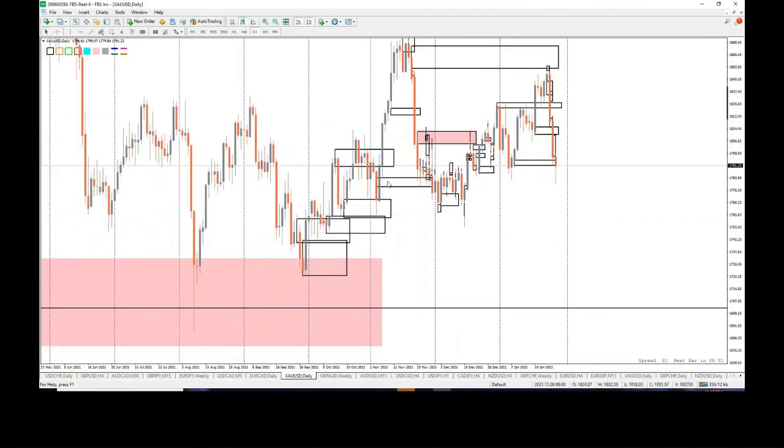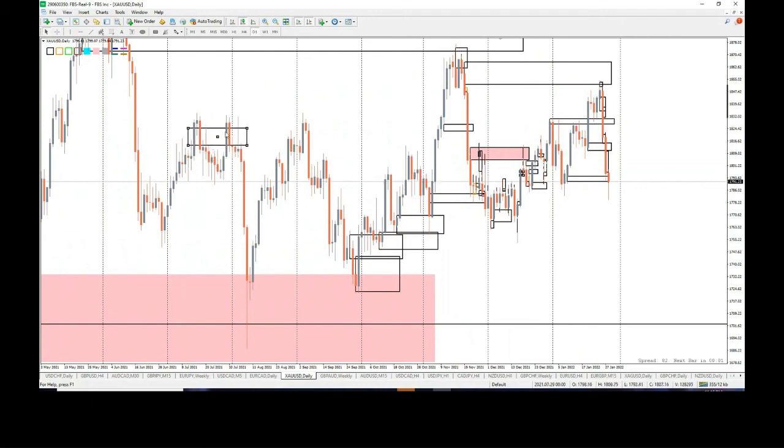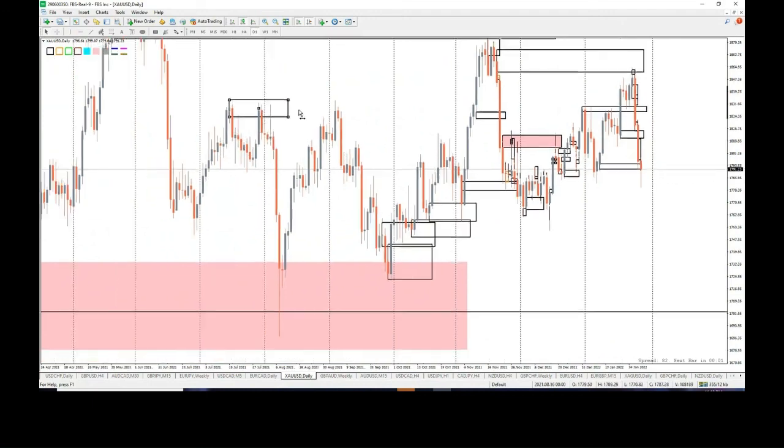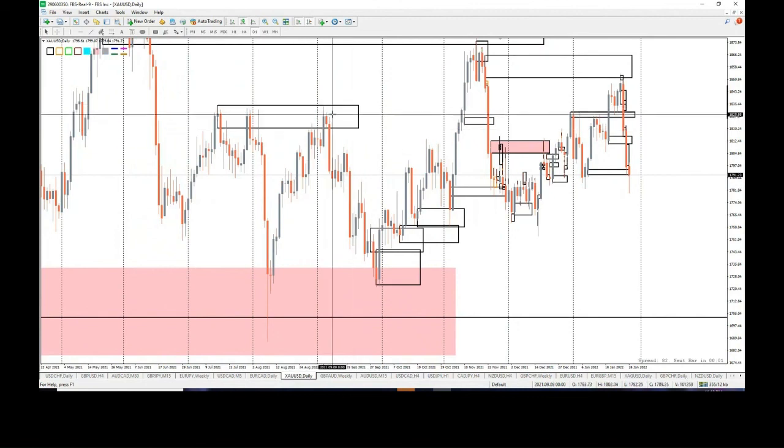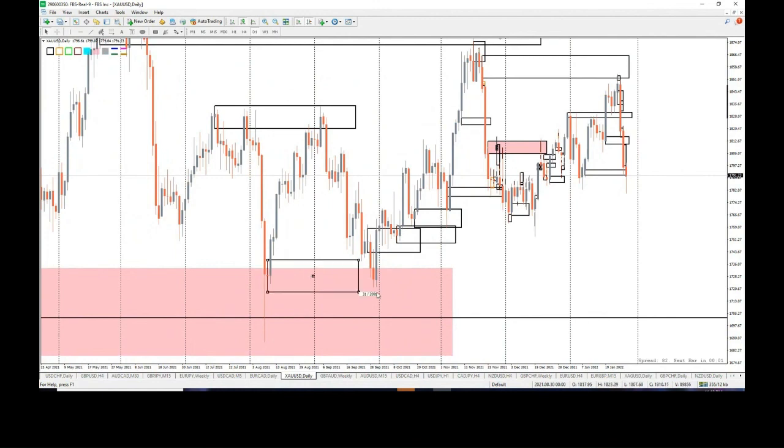This is only higher time frame. That's why higher time frame is important for you. Definitely, you can see it from daily zone to buy zone to daily buy zone.